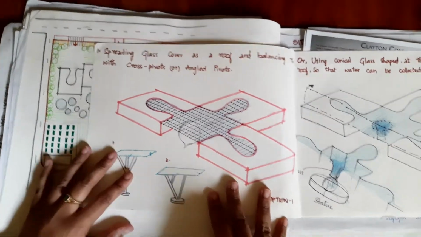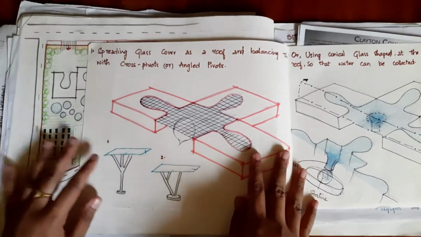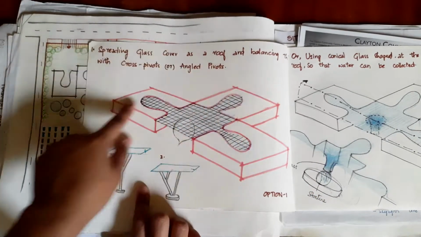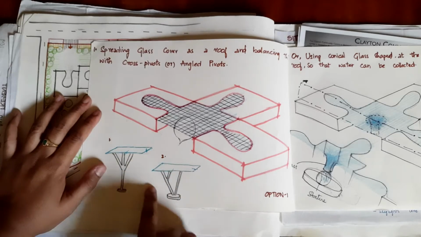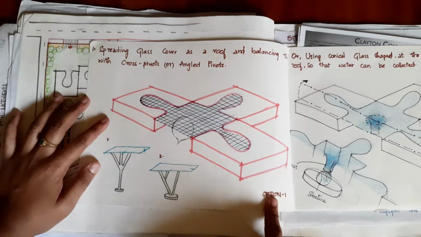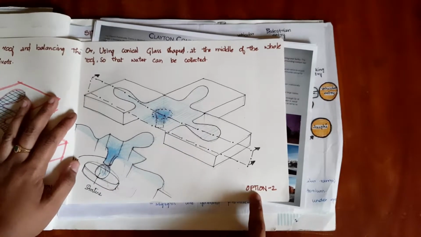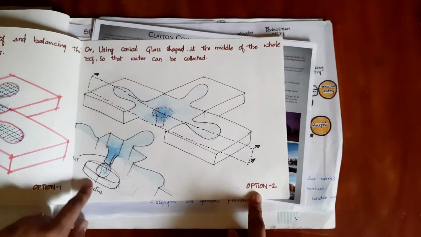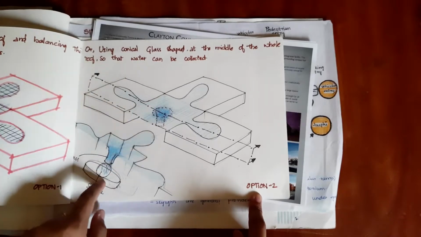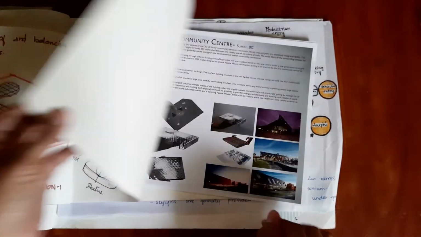So these are other details of blocks and the skylight coming over there, and how to manage that skylight with the help of these columns, different columns and all. So that's my option 1, and option 2 is kind of a sinking skylight. After these I worked on CAD, and I finalized my mall completely.